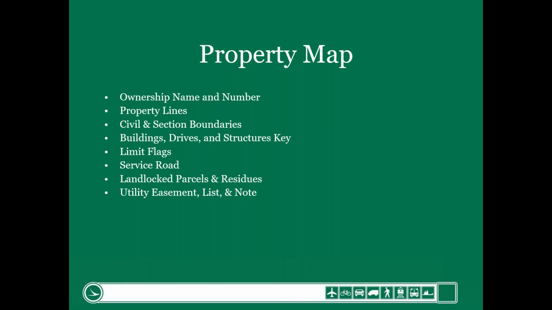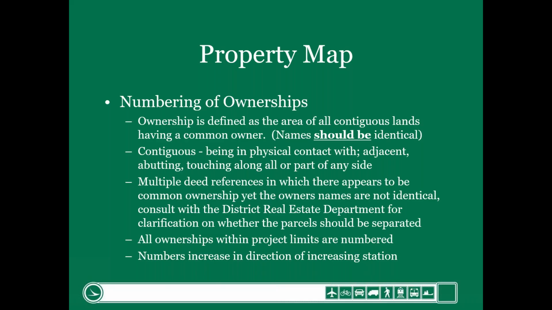Now we're going to jump into property map. And again, we won't spend a ton of time here, but I wanted to make sure you understood how a property map works. Really, before I get into ownerships, think of a property map as a snapshot of the auditor's tax map. That's really what it is. It's just a snapshot of the project corridor that includes all the properties that will be impacted, or potentially impacted, as part of the project.